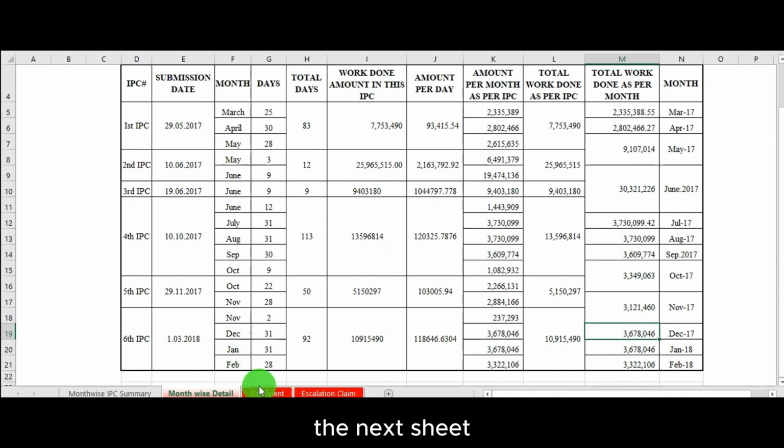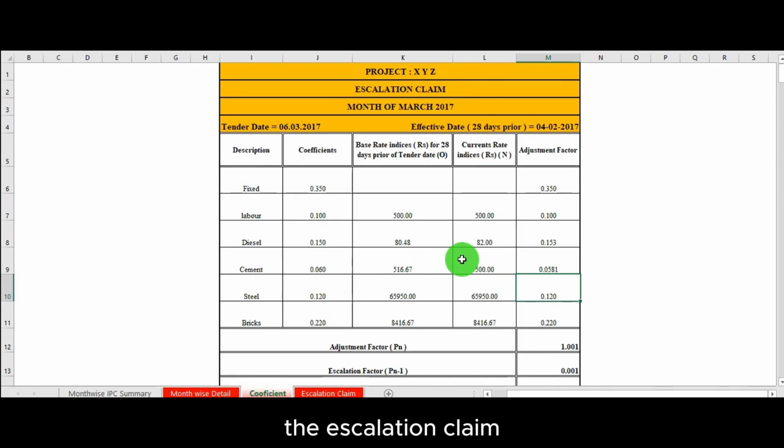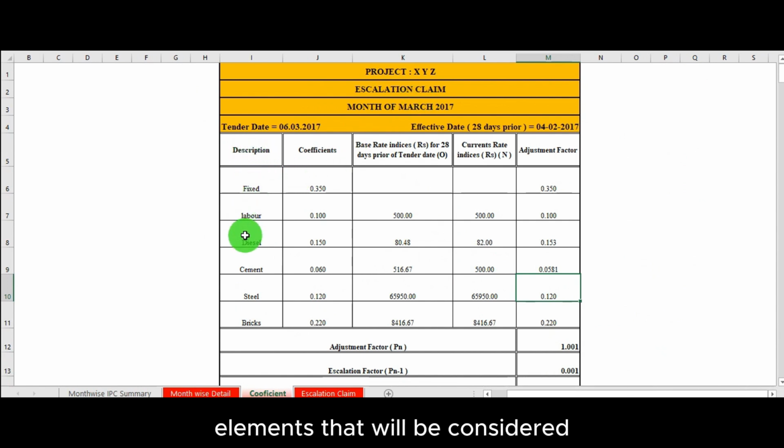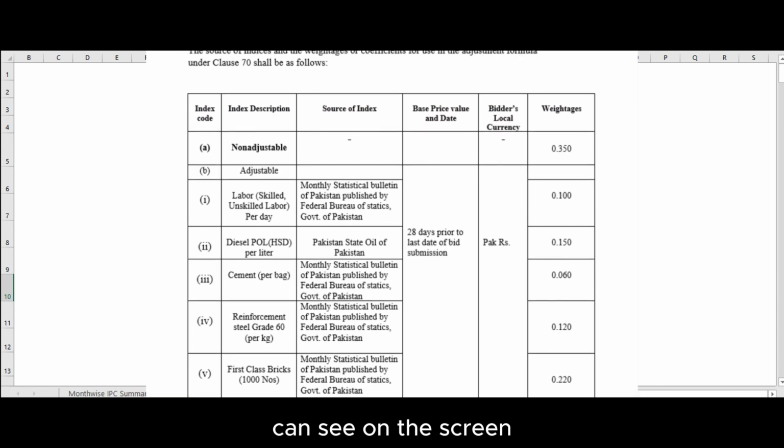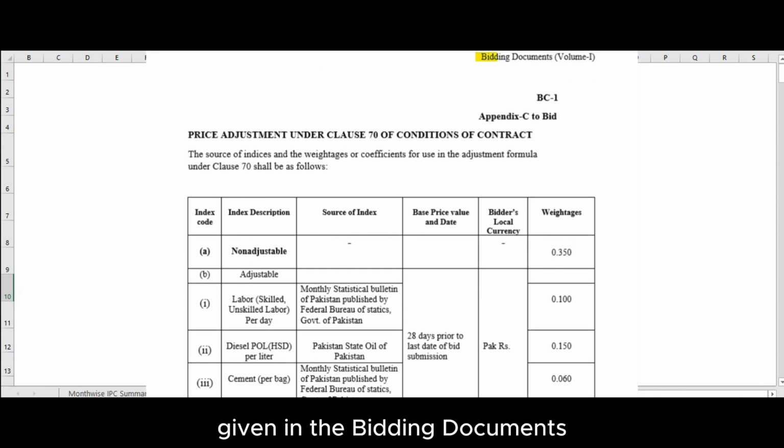Now let's go to the next sheet where we will create the escalation claim. In the first column, we will list the elements that will be considered for the escalation claim. In the next column, there are coefficients or weightages provided by the client. Here, as you can see on the screen, these are the weightages given in the bidding documents volume 1 appendix C to bid for the condition of contract's price adjustment under clause 70.